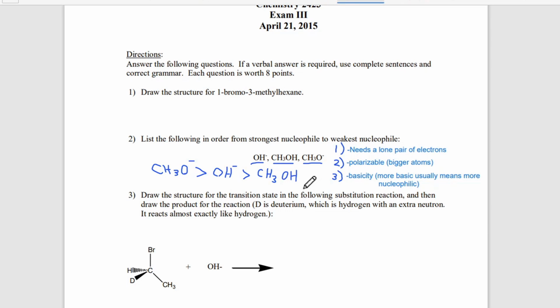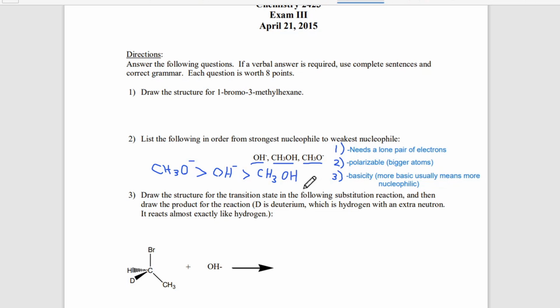Now, there is some debate. One could say, well, isn't methoxide more sterically hindered than hydroxide? And the answer to that is yes, but not appreciably so, not significantly so. Different professors might have a different take on this, but that doesn't necessarily affect its nucleophilicity so much as it affects its ability to get in there as a nucleophile.